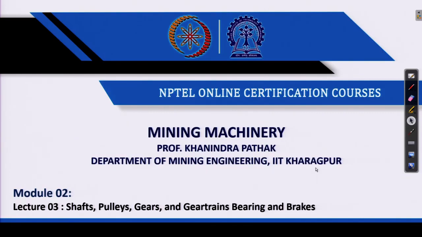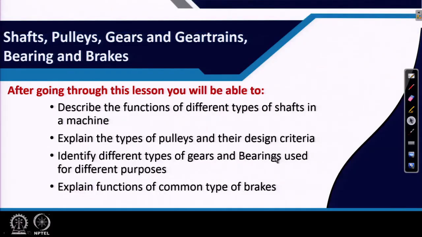Welcome back to our discussions on mining machinery. Today we will be discussing some more machine elements which are available. To study this machinery, we must have an acquaintance with different components and parts. In today's class we will be discussing shafts, pulleys, gears, gear trains, bearings and brakes. We will just be introducing a number of items.